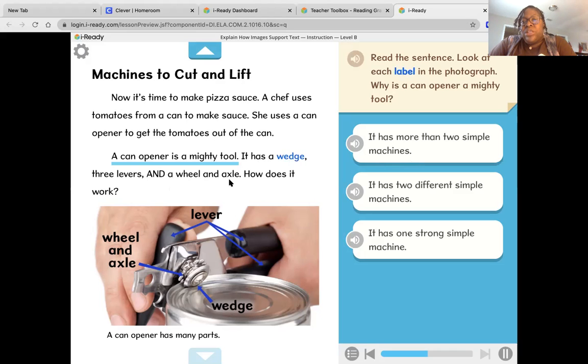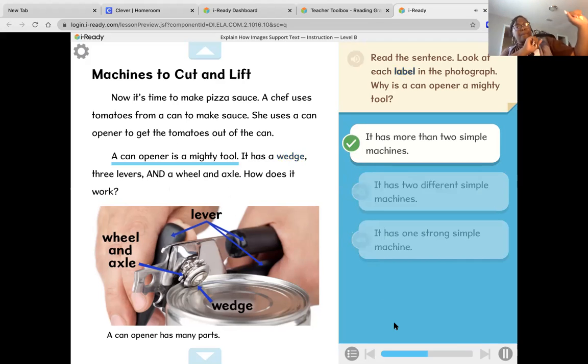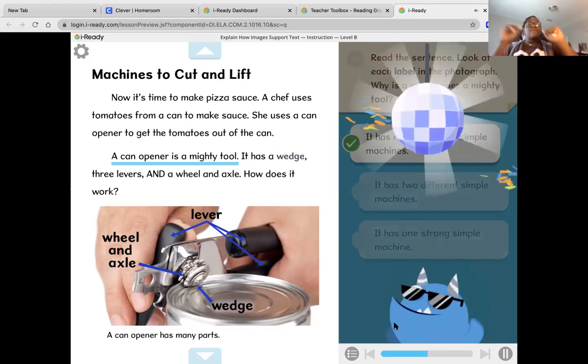It has two different machines. It has more than two, so that's not right. It has one strong, simple machine. Well, we already know that it's more than one. This is going to be our best answer. Yes! You figured it out.